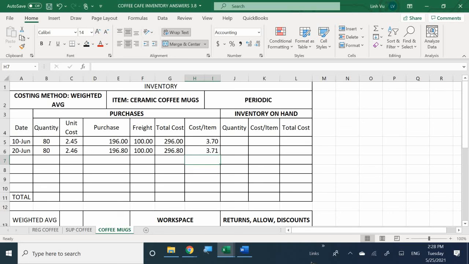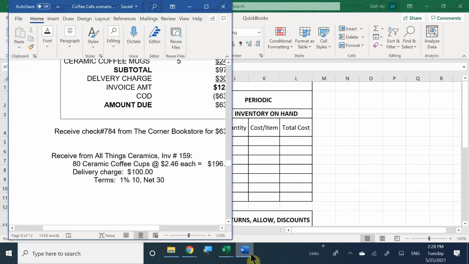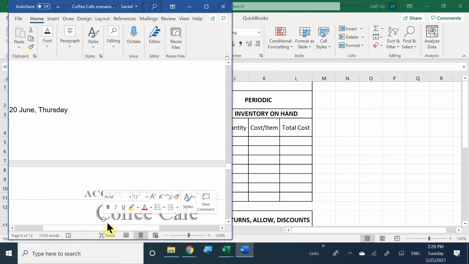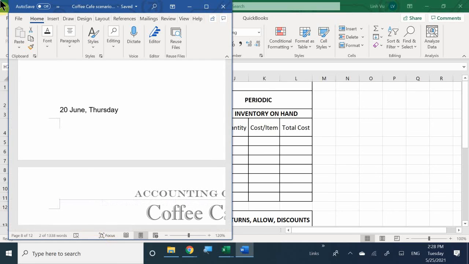Okay, so there we have it. We filled up our inventory worksheet. We're still not done with the inventory worksheet just yet, but we are entering in any purchases. So that is it. We filled out our PO. We did the journal. We did the ledger. We did the subsidiary ledger. So that is it for that transaction. Let's see what happened next.